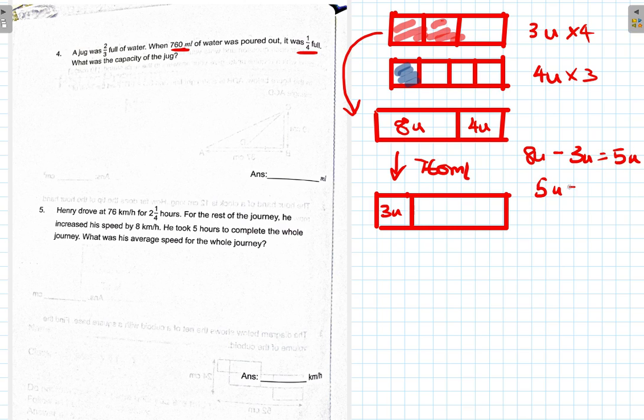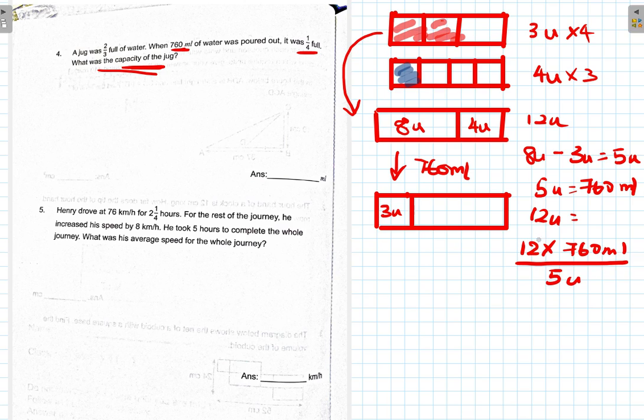5 units is actually equal to 760 ml. Correct? So it's asking you what is the capacity of the jar. The capacity of the jar is actually 12 units. 12 units is the total capacity of the jar. So 12 units equals 12 times 760 ml divided by 5 units, right? Cancel. Total capacity is actually 1824 ml. Please write your sentence here as well, okay?